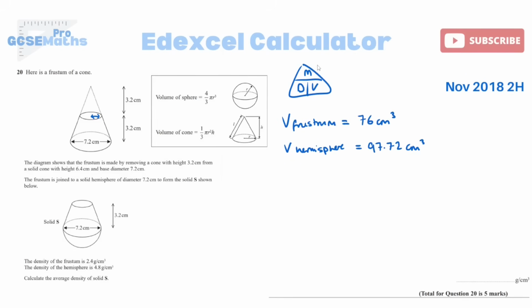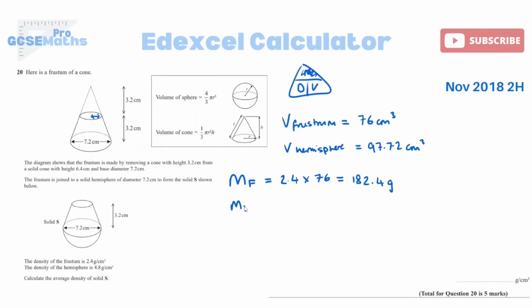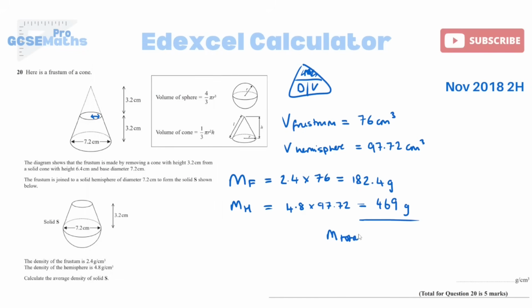So to find the mass, I just need to do density times the volume. So I've got the individual volumes, I've got the individual densities in the question. So the mass of the frustrum would be 2.4 multiplied by the 76, which I did save under C, so that's the whole thing with all the decimals. So let's say 182.4. And the mass of the hemisphere, same thing, 4.8 times 97.72-ish, which I also have saved under A. So that's 469.